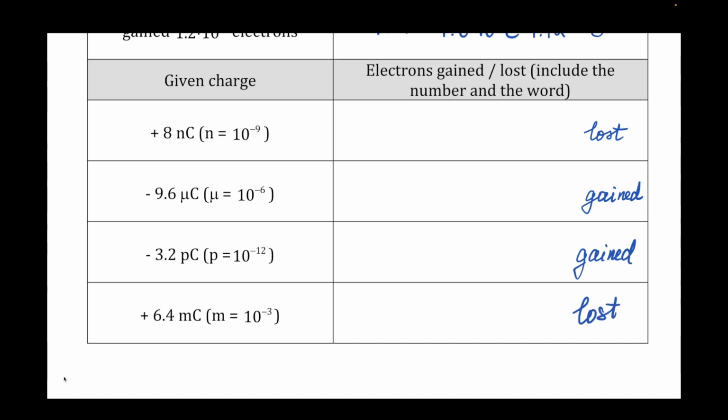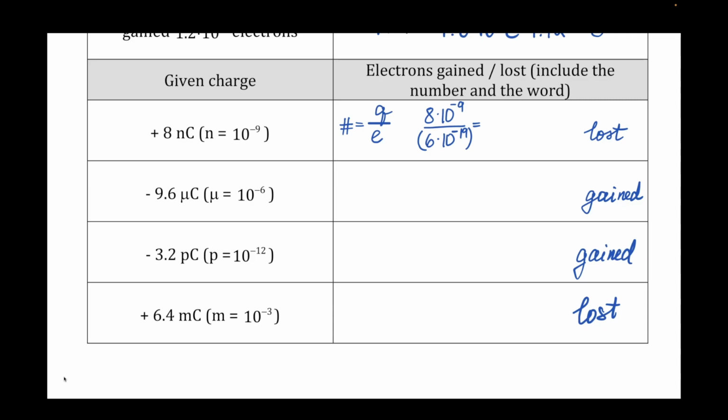Missing electrons makes overall positive charge. Having extra electrons makes overall negative charge. How big the charge is is given to us. We're now trying to figure out how many electrons that is. Number of electrons equals, and I take the charge that is given to me and divide by the charge of one electron. So 8 times 10 to the negative ninth over 1.6 times 10 to the negative 19. Again, if you're using a calculator, make sure that you put parentheses around this. Otherwise, your answer is going to be incorrect.